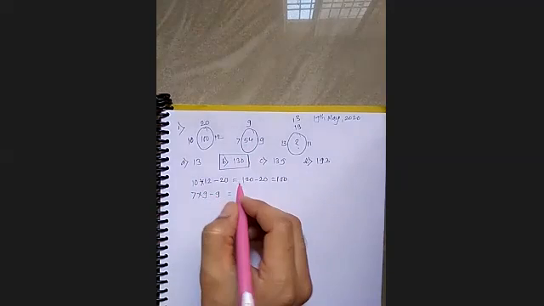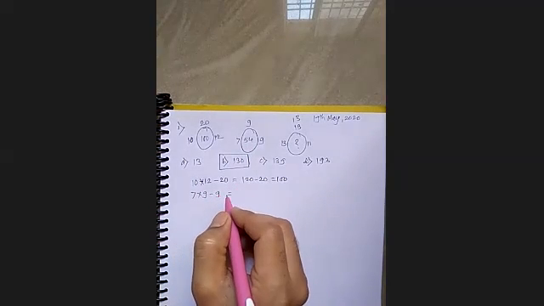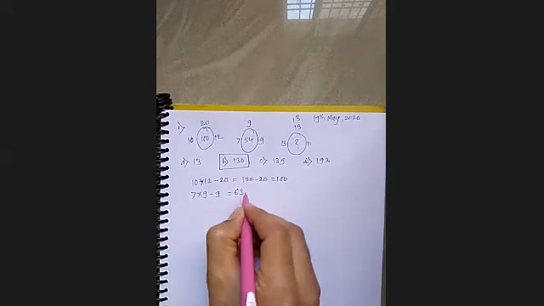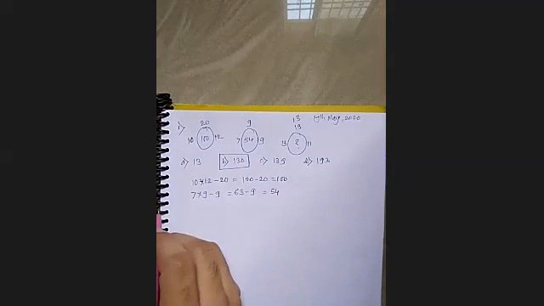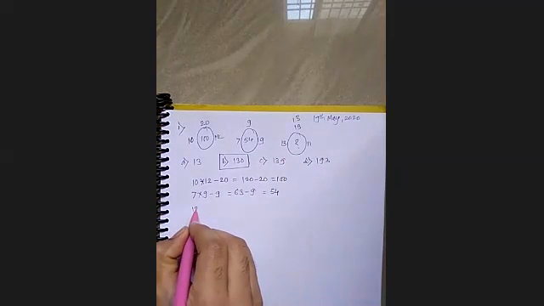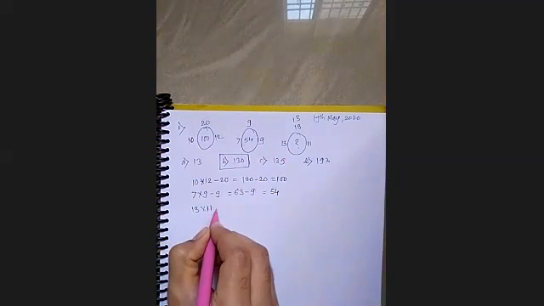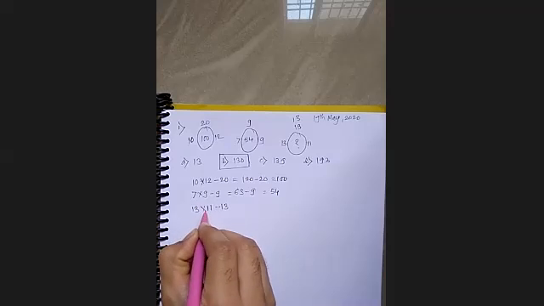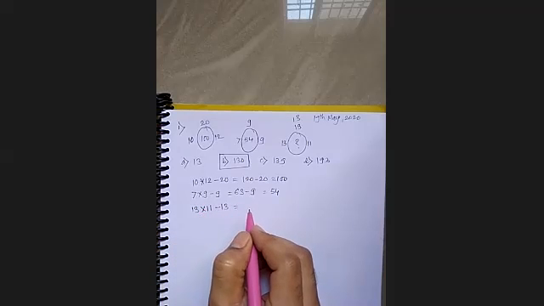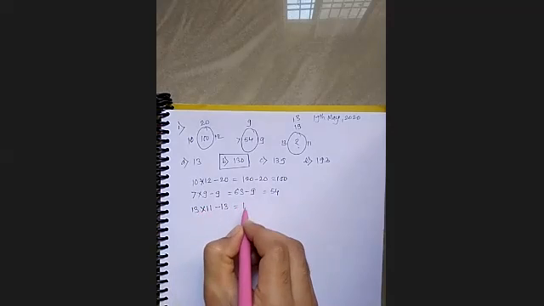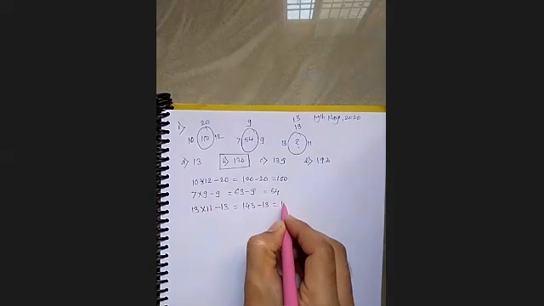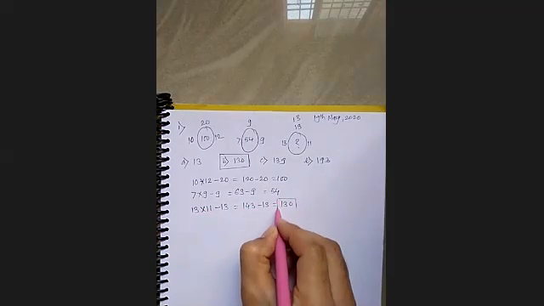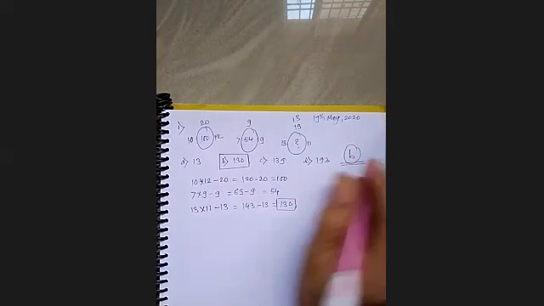right? So if you write this 63 minus 9, it will be 54. Likewise, in the third case, 13 into 11 minus 13 is equal to, right? So it becomes 133 minus 13 is equal to 130, and therefore option B is your answer. Fine.